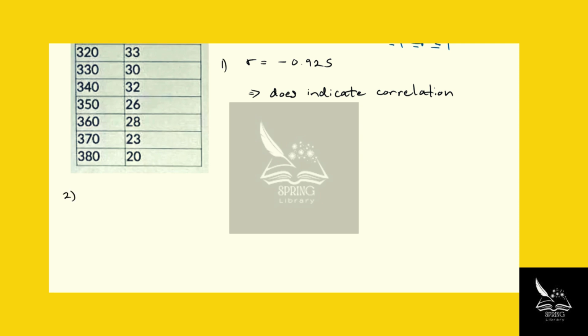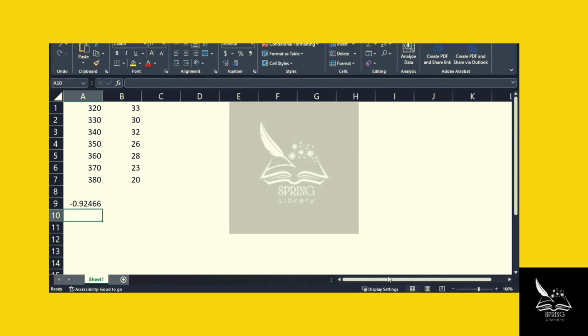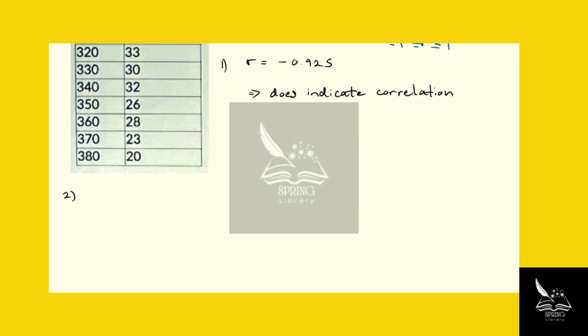For the second part, we are asked to indicate the slope of the regression line. It's going back to the first question. We want 4 decimal places, so it's minus 0.9247. So the regression equation could predict values of the number of units sold from the price, like so, where A is the slope of this equation.